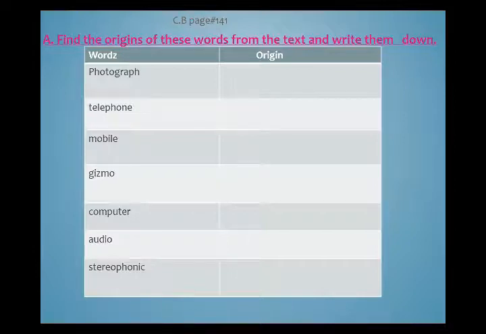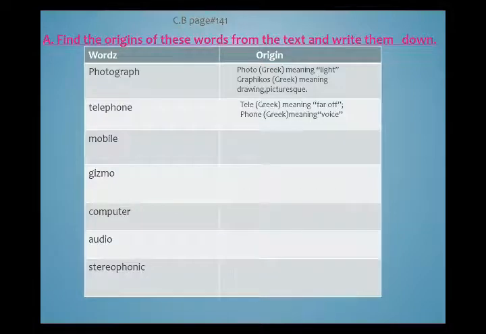The first word we have is photograph. What is the origin of photograph? Photo is a Greek word meaning light, and graphos, Greek, meaning drawing pictures. The second is telephone. What is the origin of telephone? Tele, Greek meaning far off, and phone, Greek meaning voice. And what is the origin of mobile? Mobile is Latin meaning movable.